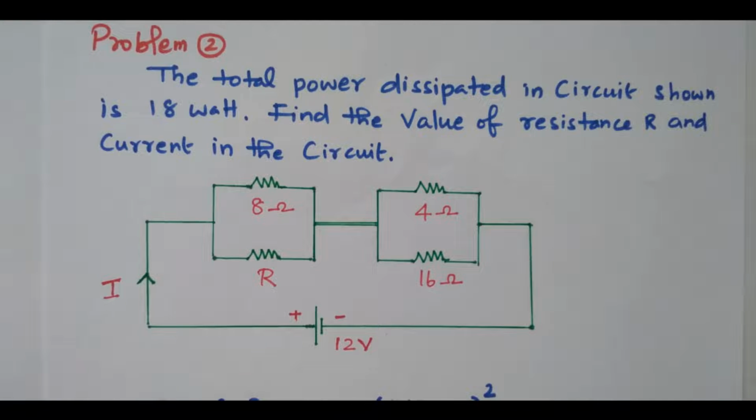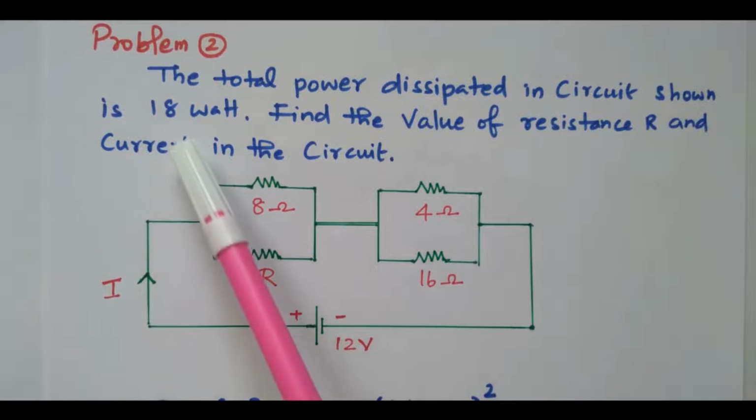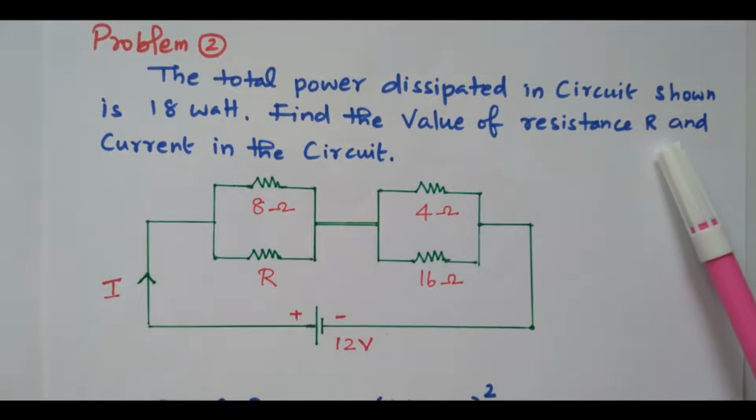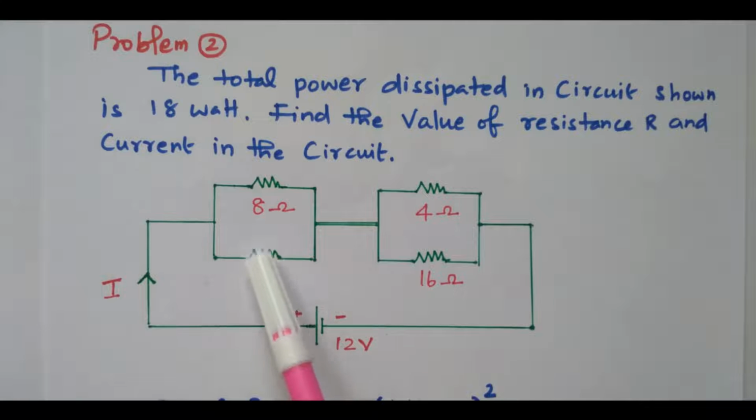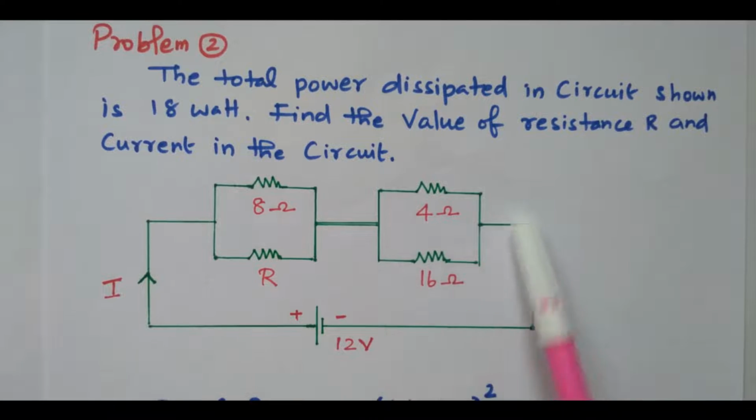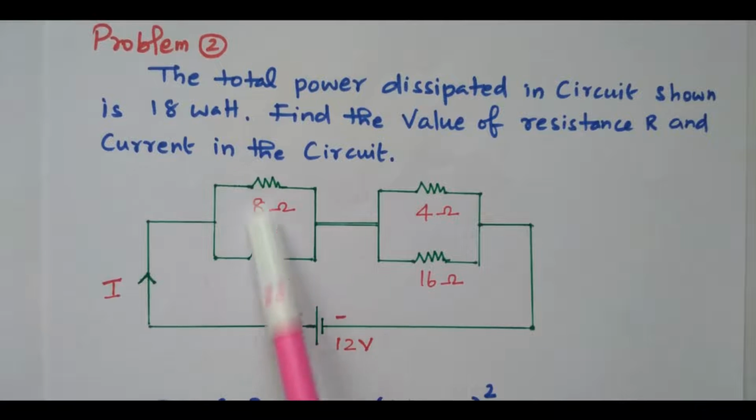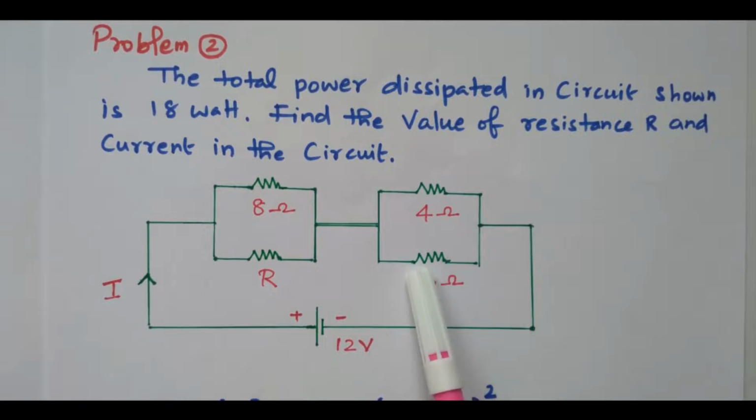In the second problem, we need to find the value of resistance and current in the circuit, where the total power dissipated in the entire circuit is 18 watts. In this diagram, the 12 volts is applied to this set of resistors. These two resistors are easily seen to be in parallel. These two resistors are another parallel combination. This 8 ohm resistor value is not known. Another parallel combination is 4 ohm and 16 ohm, right?